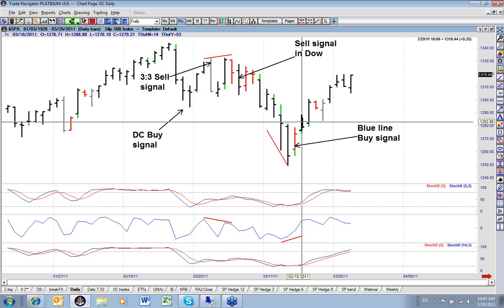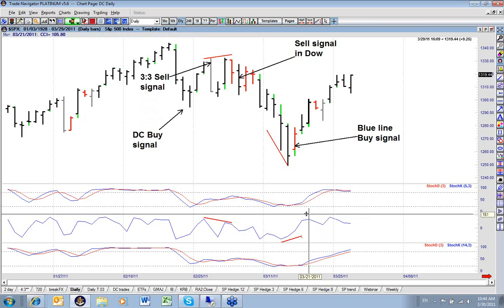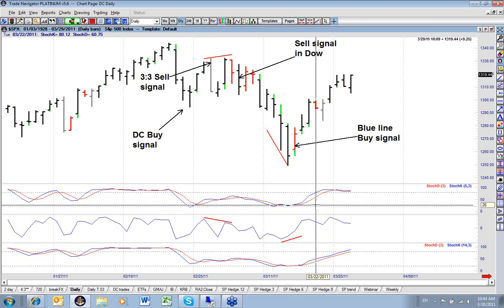If you just traded the Danielcode blue line signal, you got elected in here. This was your first profitable close. You got out on this close. But if you wanted to take a different view of this, you could see that both the stochastics were moving up. There was plenty of room for them to move up.